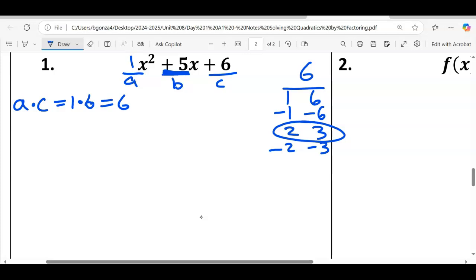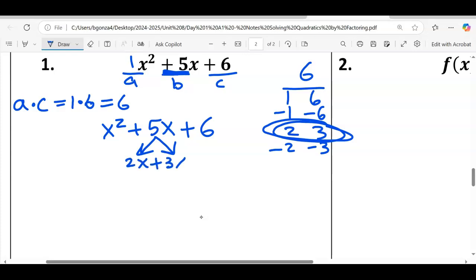Not -2 and -3. That would be -5. Okay, so 2 and 3, that's 5. So far, so good. This is how you do it. Now, I'm going to rewrite my trinomial, x squared plus 5x plus 6, and you are going to split that middle term. 5x is going to split into 2 and 3. So it's a 5x, and now it turns into 2x plus 3x. Okay, you can bring down x squared plus, bring down plus 6.